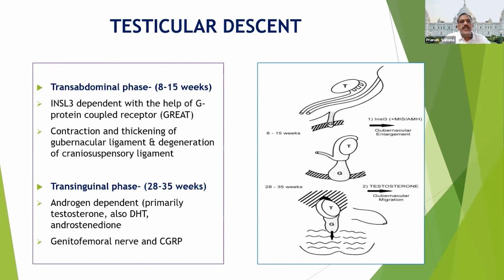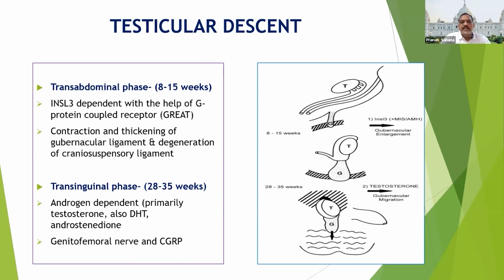Now, the testis is initially an intra-abdominal organ and has to move to the scrotum during the fetal period as well as soon after birth. So there are two phases of testicular descent. One is called the trans-abdominal phase, which occurs between 8 to 10 weeks of life, which is dependent on INSL3, that is insulin-like protein 3, along with the help of G protein coupled receptor, that is GREAT. And this takes place by the contraction and thickening of the gubernaculum and also degeneration of the craniosuspensory ligament.